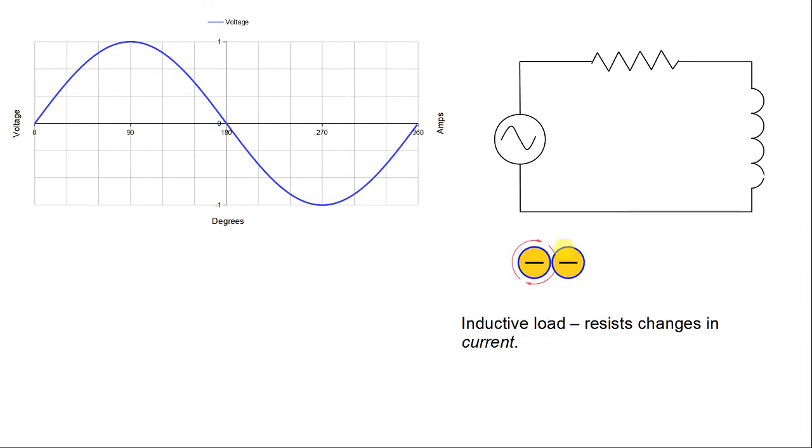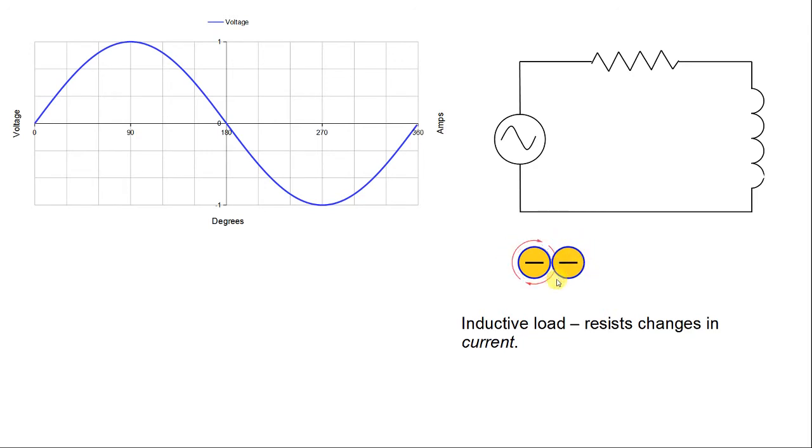Now these are two conductors of many, many conductors that are inside this inductor, but I'm just showing two here just for clarity. So as I have current flowing into the screen here in this conductor, it is creating this magnetic field, and that magnetic field is cutting this conductor here to the right.